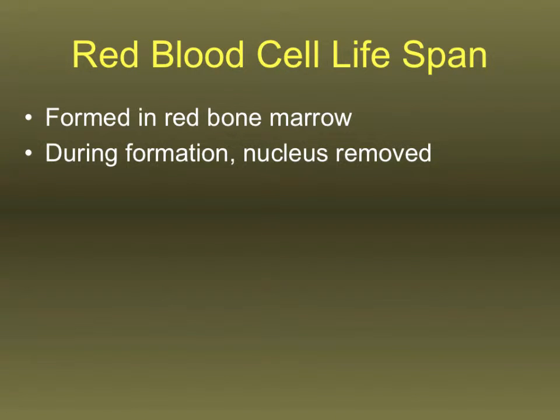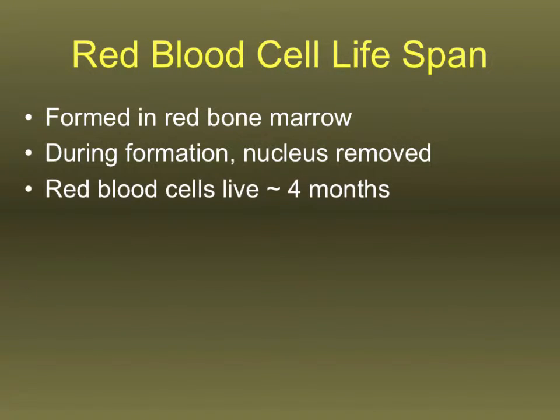We talked about how the nucleus is removed during maturation, and these guys have a lifespan of about 4 months. So even though they're relatively small, these cells live for about 4 months, during which time they play a huge role in keeping you supplied with oxygen, keeping CO2 from building up too much, supplying nutrients, allowing for all kinds of things to take place inside the blood.